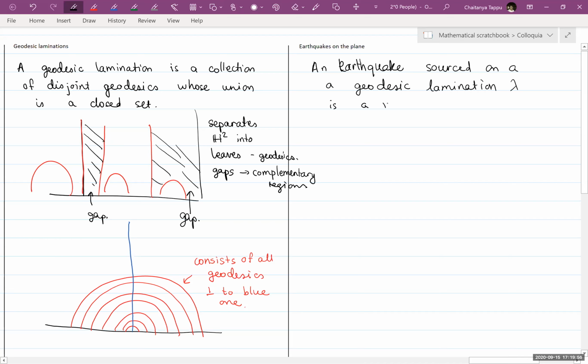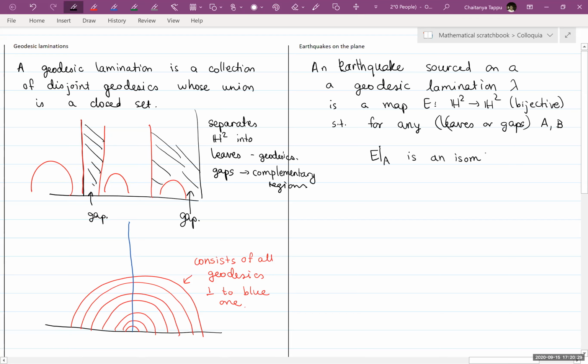lambda is a map E from H2 to H2, which is bijective, and such that for any leaves or gaps A and B, E restricted to A is the restriction of an isometry of H2, and if you take the comparison isometries, so this is a comparison isometry between A and B.